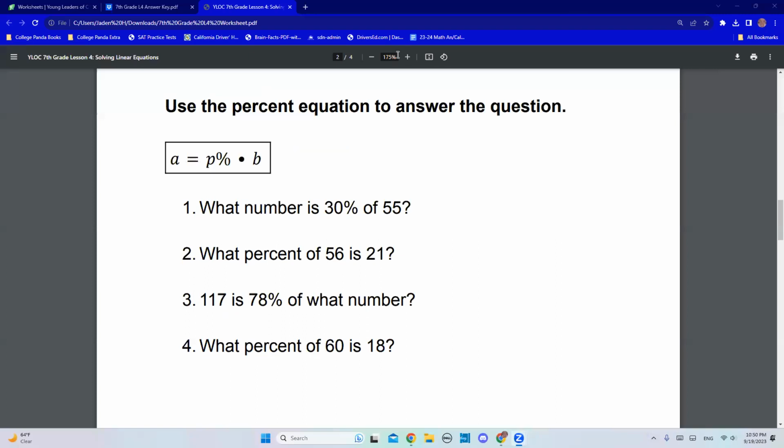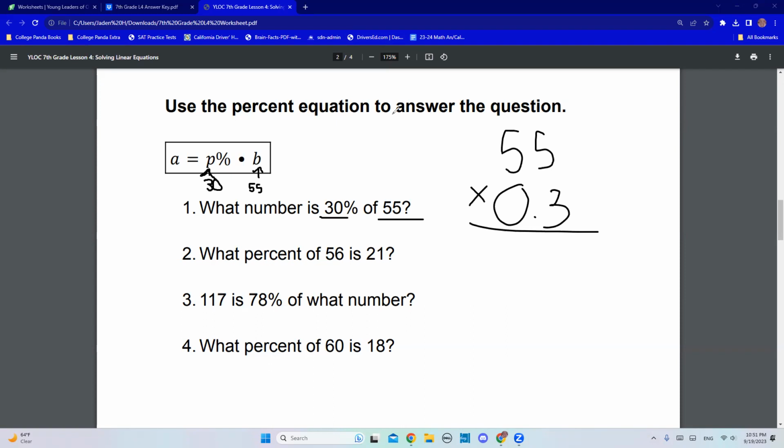So use the percent equation to answer the question below. What number is 30% of 55? When it says 30% of 55, we obviously know the P here is 30. So of 55 means we're multiplying this 30% by 55 to get what number is 30% of 55. Basically, 30% is also equal to 0.3. So you're just doing 55 times 0.3.